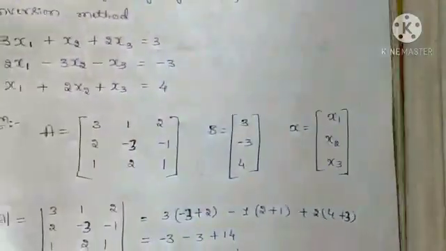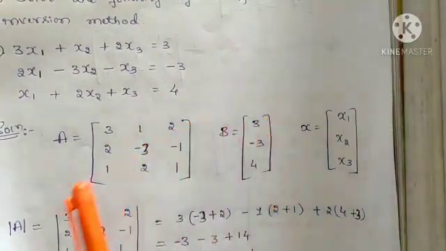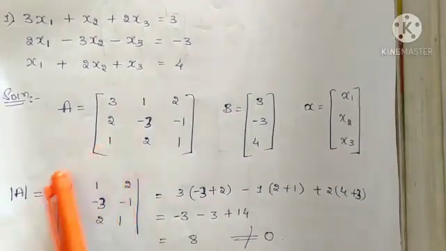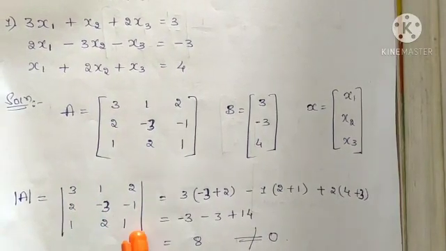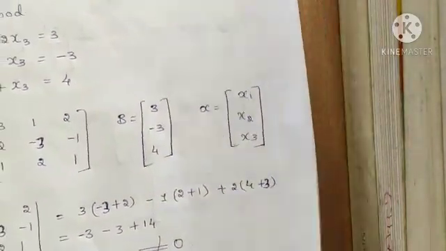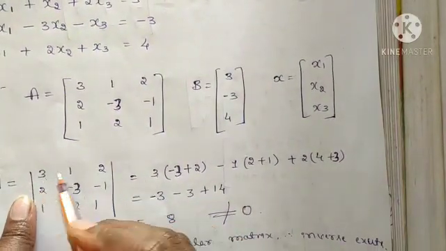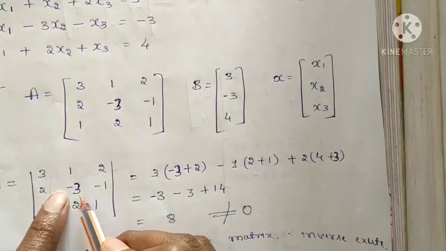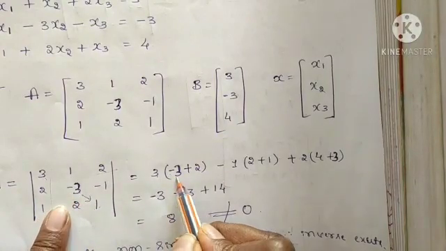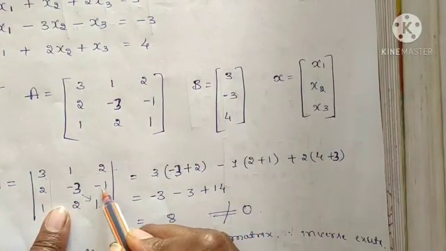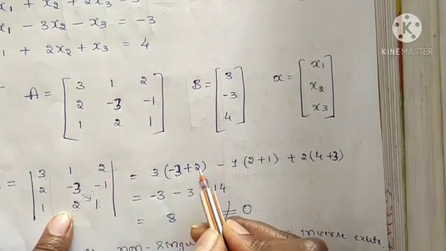To solve this, first you have to check whether the matrix is singular or non-singular. Therefore you have to find the determinant. Determinant of A is equal to what? How to obtain this determinant? First element is as it is, 3. Then neglect this row and column and multiply these two: minus 3 into 1 is minus 3, and then negative of the multiply of these two, minus of minus becomes plus, that is plus 2 into 1 is 2.